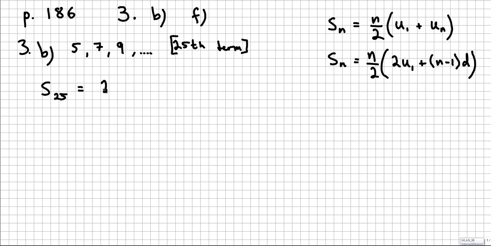And let's just write n over 2, which is 25 over 2, bracket 2un, which is 2 times u1, which is 5, the first term, 5, plus, and we can do this right away, n minus 1, we don't have to write it out, it's going to be 25 minus 1, which is 24, times d. And what is d? Well, for example, 7 minus 5 or 9 minus 7, which is 2, plus 2.